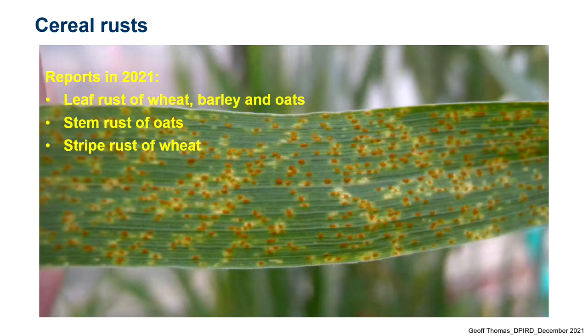This year, there were reports of leaf rust in wheat, leaf rust in barley, leaf rust in oats, stem rust of oats, and as Dion mentioned, stripe rust of wheat. I got pretty excited about that, I must say.